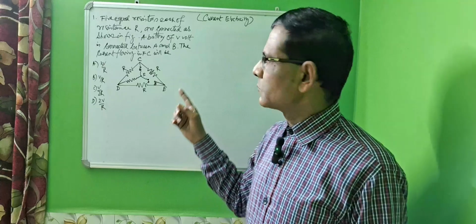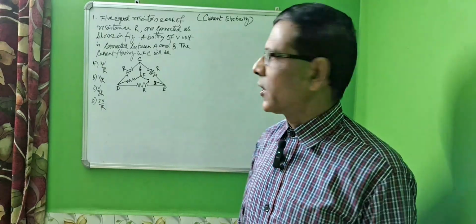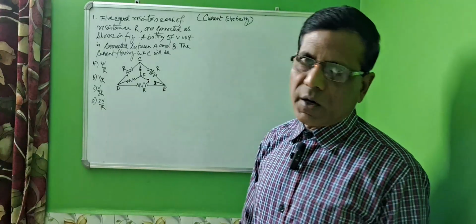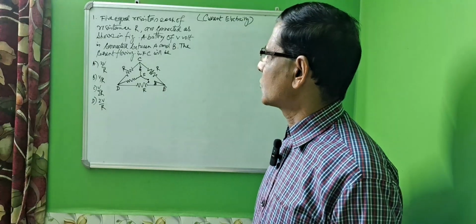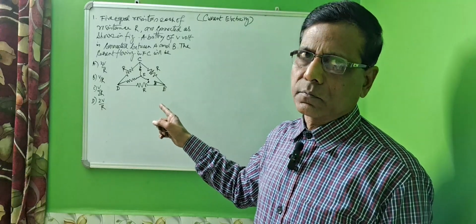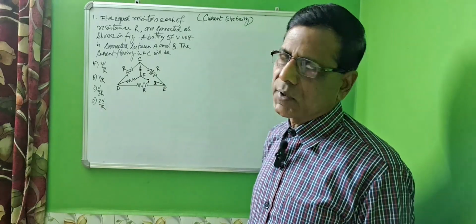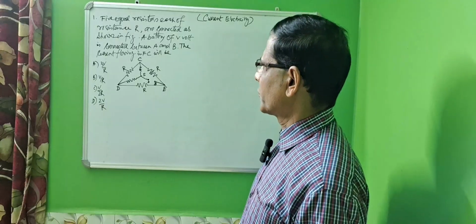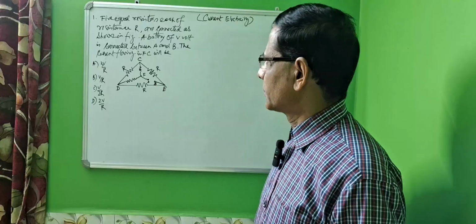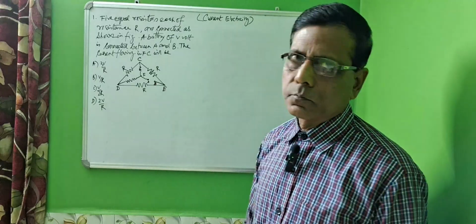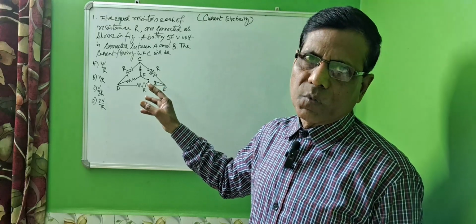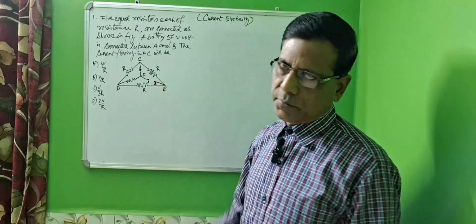This is the problem which is written here. 5 equal resistors are connected as shown in the figure. We have to find the current flowing in FC. So first we have to unfold the diagram, unfold the circuit.